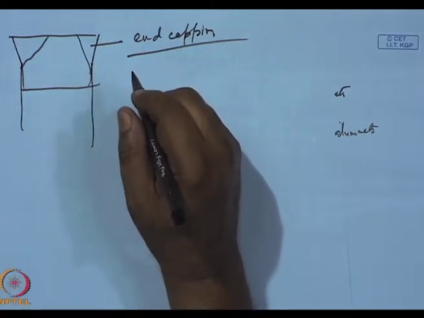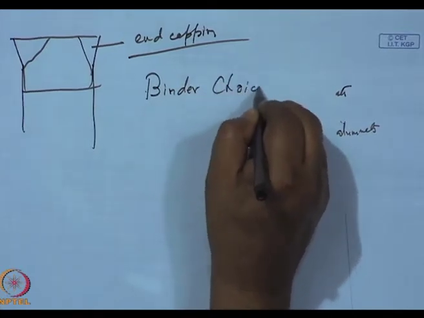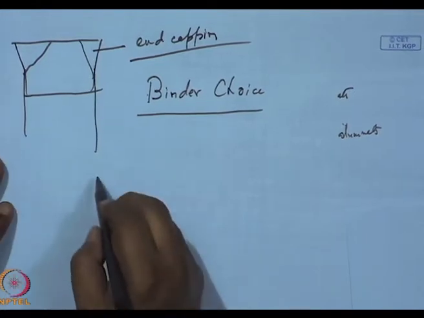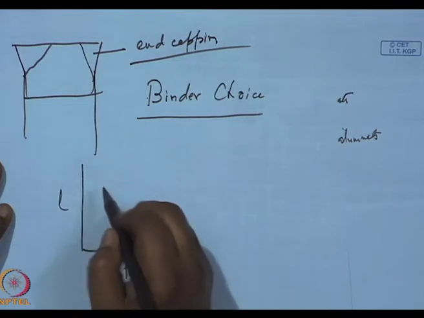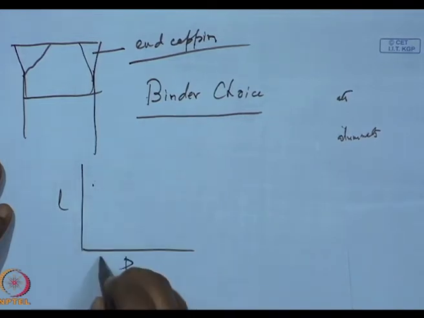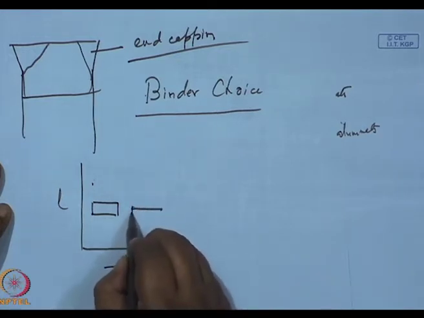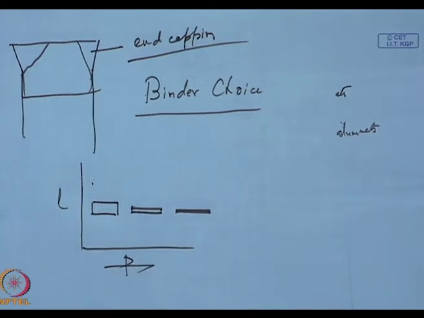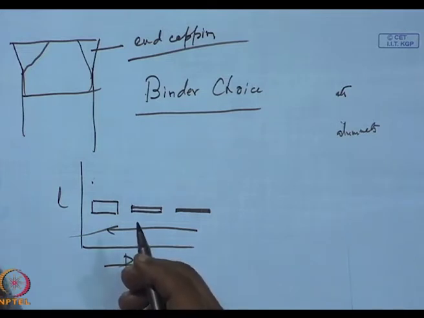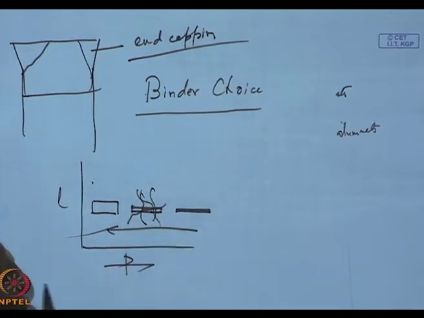Why does this occur? The simple reason is binder choice. If the situation is such that this is the pressure, this is the length. As the pressure is increased, this becomes this, and as the pressure is increased still more, it becomes this. But when we release the pressure, if the binder is very hard, what would happen? The internal stresses would be very high and the whole thing would fracture. Which is why this end capping occurs.